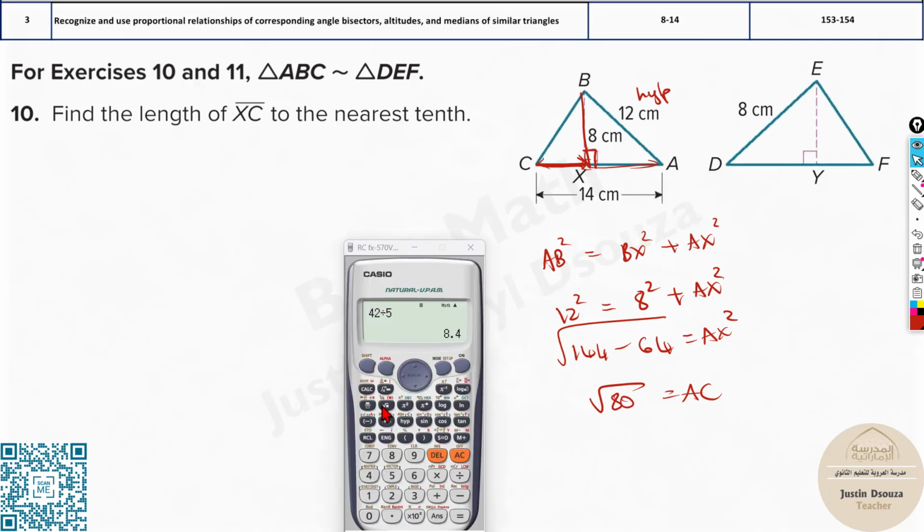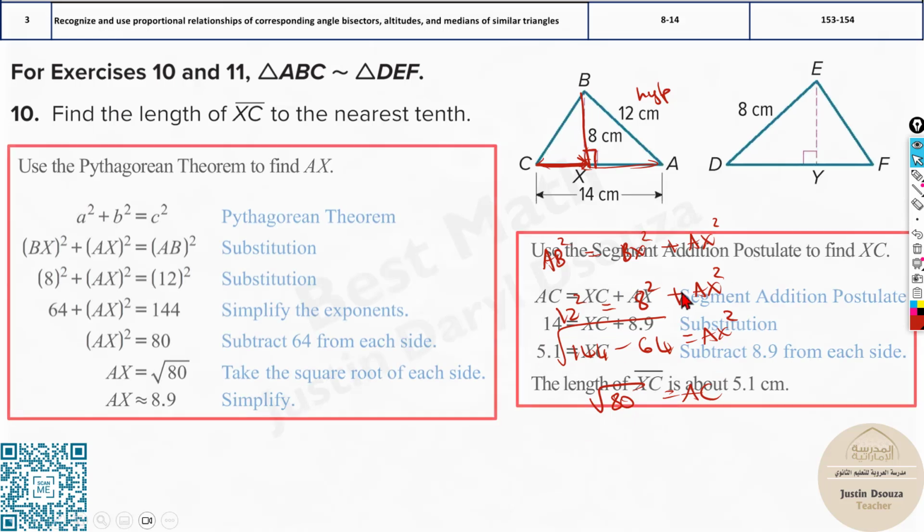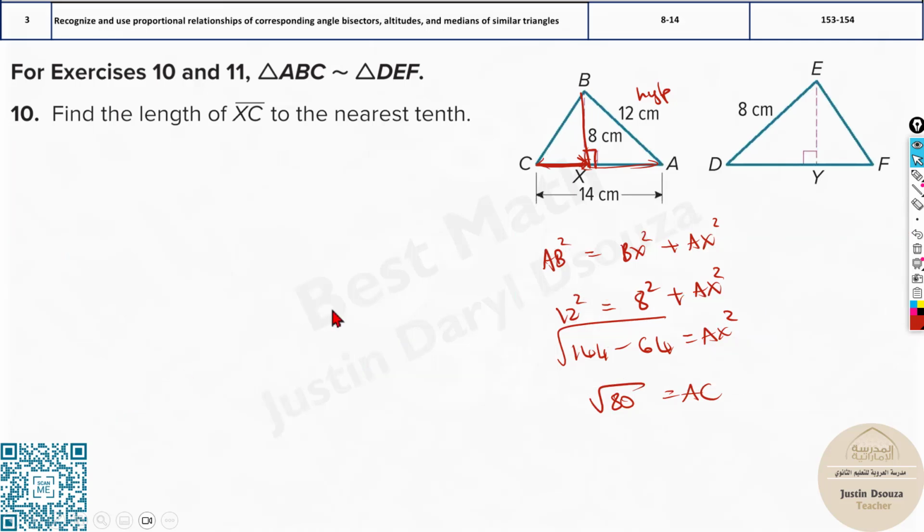Here we will just type in square root of 144 minus 64, and the answer would be 4 root 5, or it is 8.94, so it's just 8.9. So that is the answer, 8.9. Okay, now it's not over. That is true, AX is 8.9.